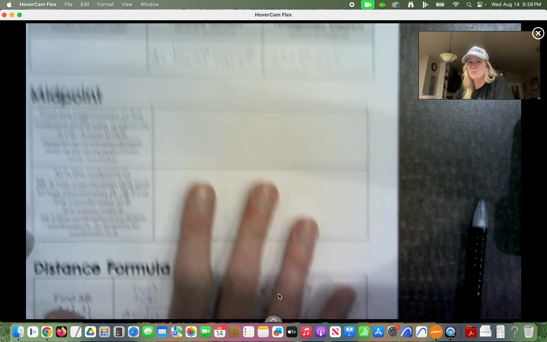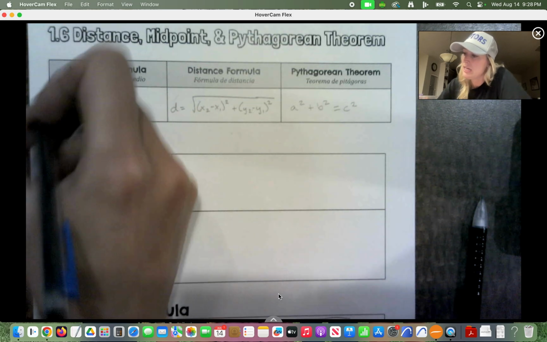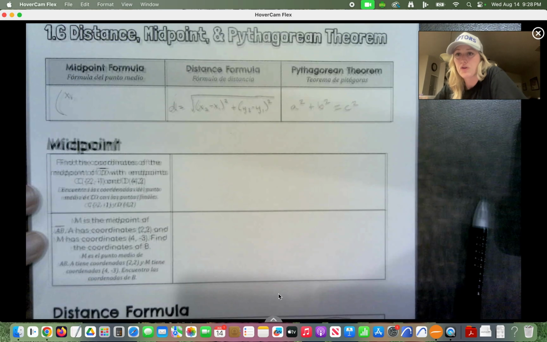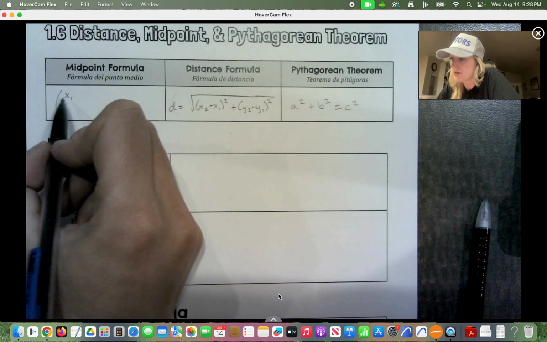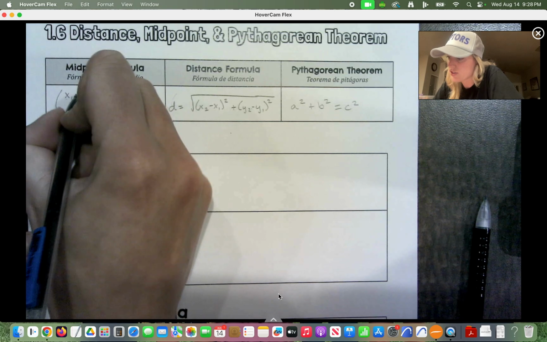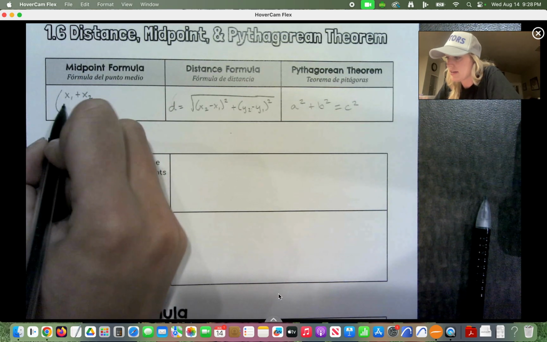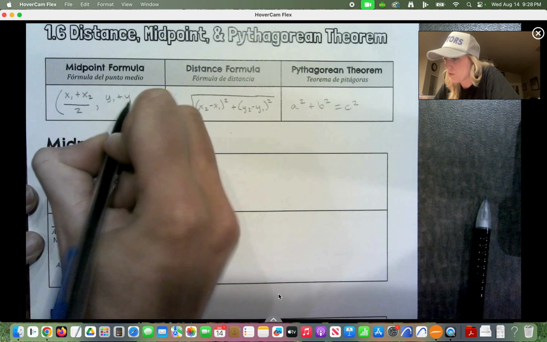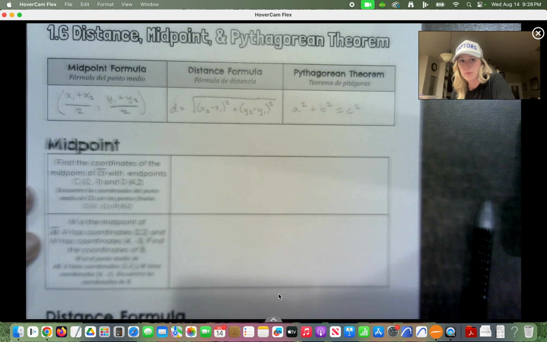Okay, the last formula we're going to look at today, you guys, is something called the midpoint formula. I'm going to write the formula first. So midpoint is the middle. How I find the middle of something is actually the same as finding the average. So I'm going to find the average of the x's, which means I'm going to add the two x coordinates and divide by 2. And then I'm going to do the same exact thing with the y's. Okay, so there is our midpoint formula.